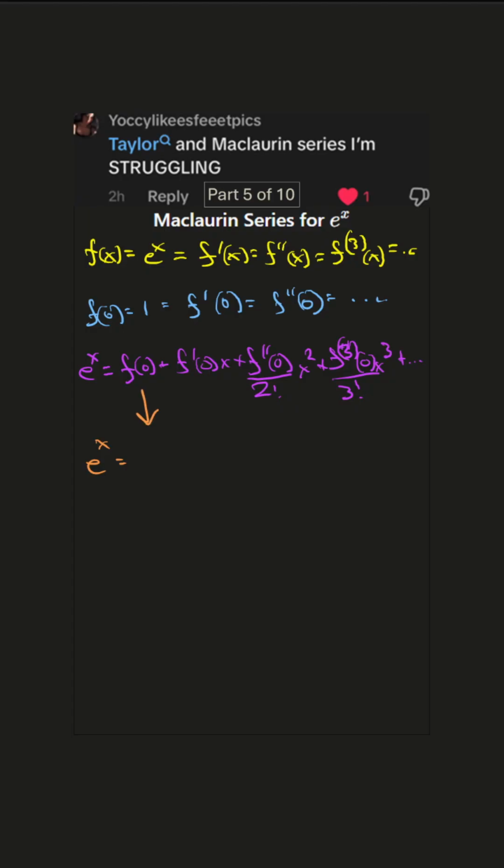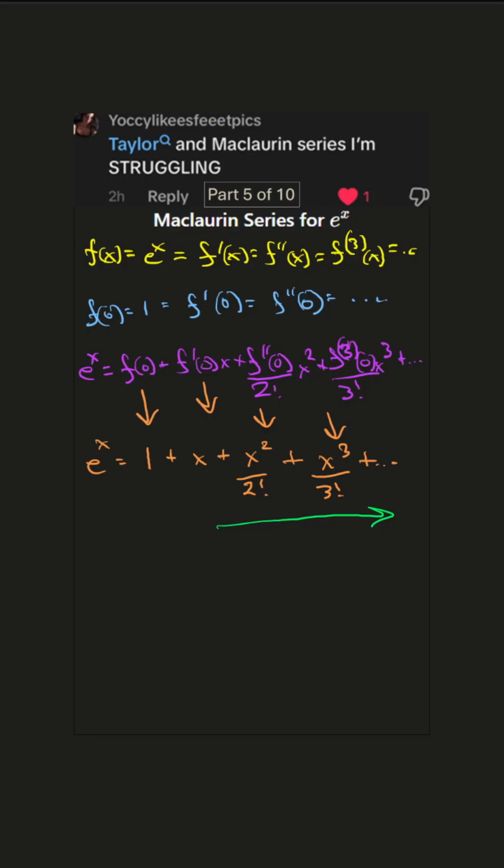So f of 0 just becomes 1. f prime of 0 times x is just x. f double prime of 0 over 2 factorial times x squared is just x squared over 2 factorial. And this is just x cubed over 3 factorial. And you can see the pattern there. So as these terms continue, they'll eventually start to get smaller and smaller and smaller.